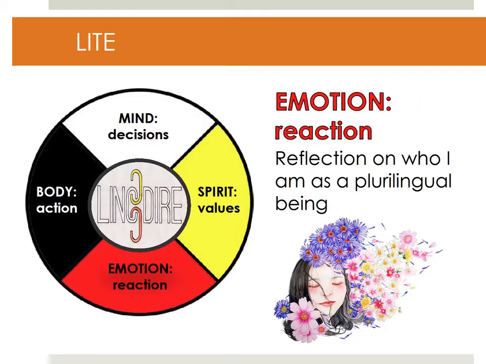Red is emotion and reactions. In this quadrant, students will focus on their own personal stories through reflection on themselves as plurilingual beings. Some emotion-related questions include, what metaphors can best represent who I am? What kind of narrative or imagery can I use to demonstrate how I grew as a person?